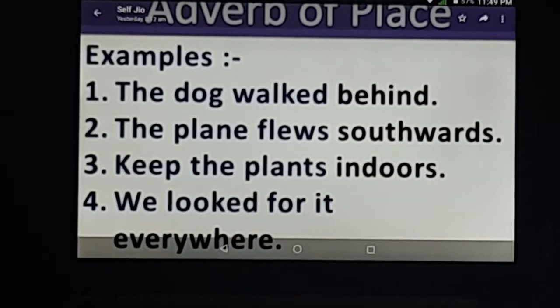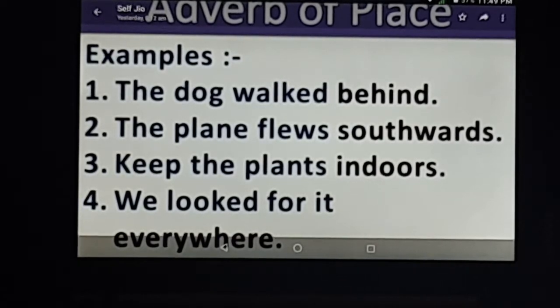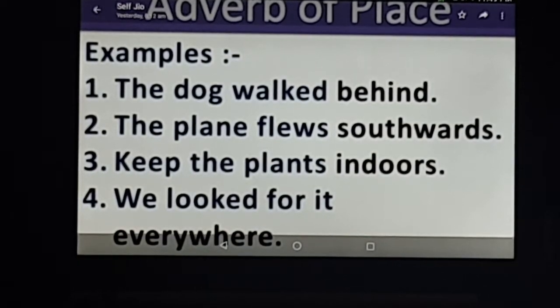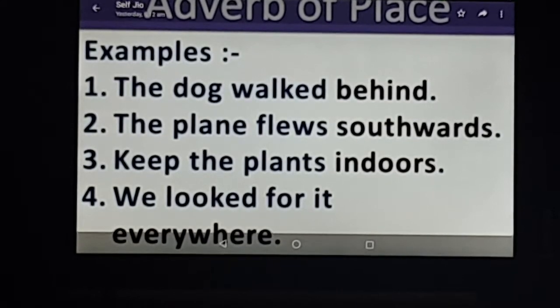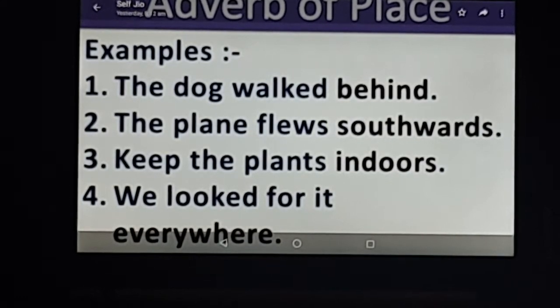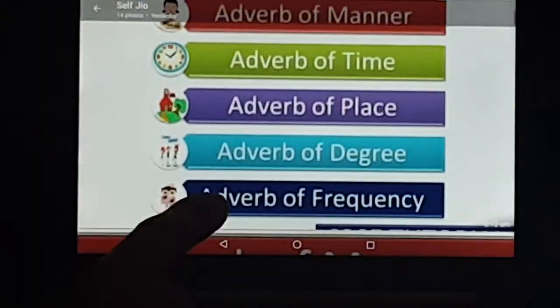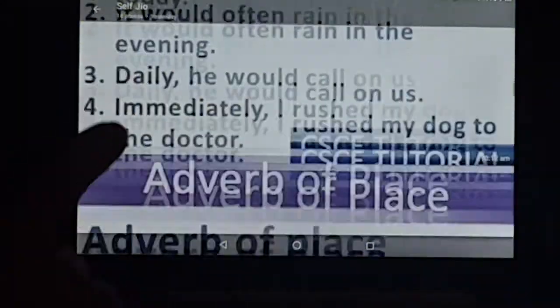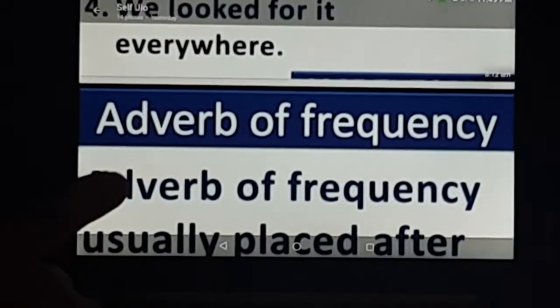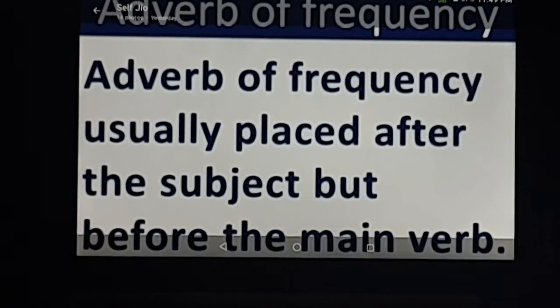We looked for it everywhere. Again, it is the object, so everywhere is the adverb of place. So it has been placed after the object in the sentence. So this was it. Adverbs of manner, adverbs of place. Now adverbs of frequency. Where are they placed?